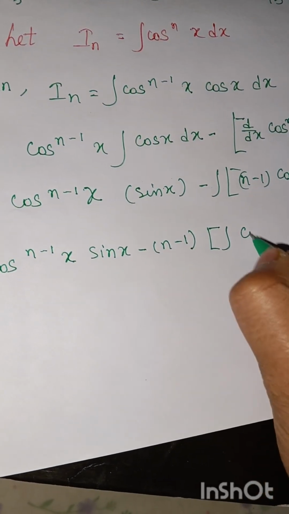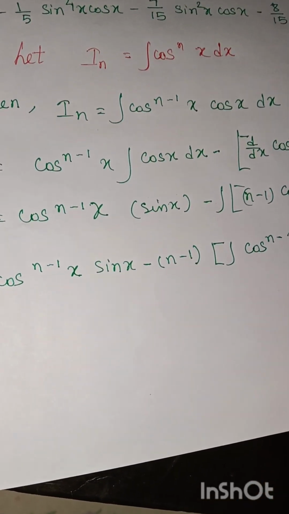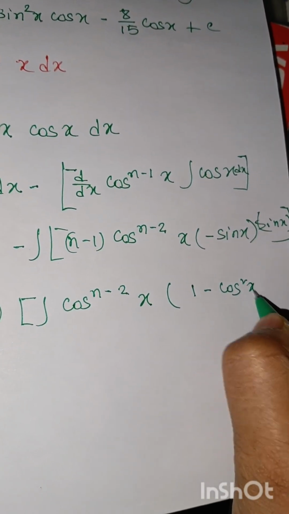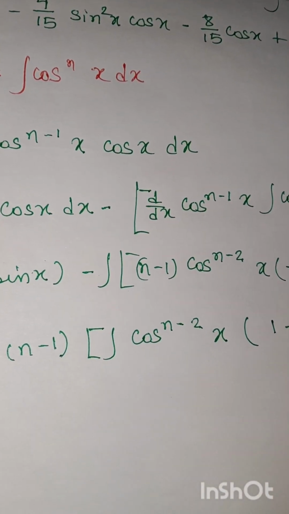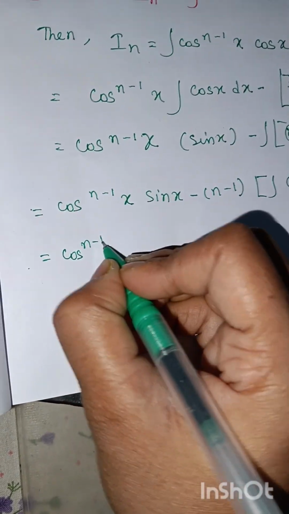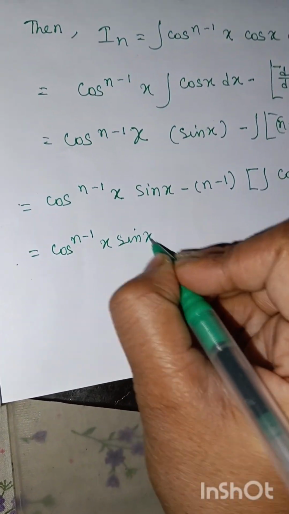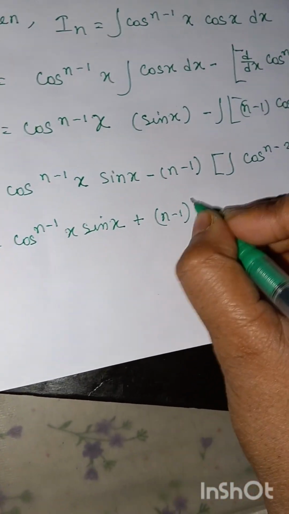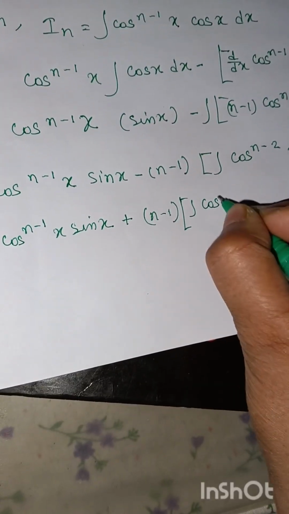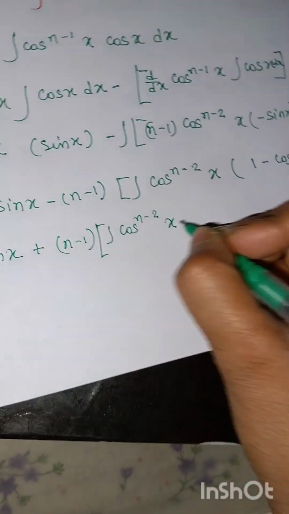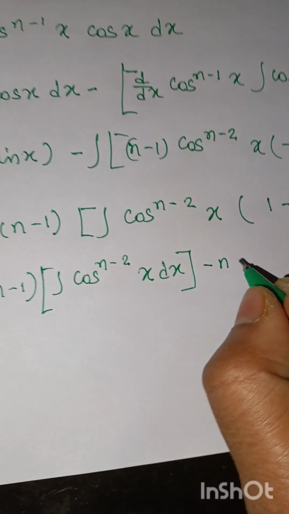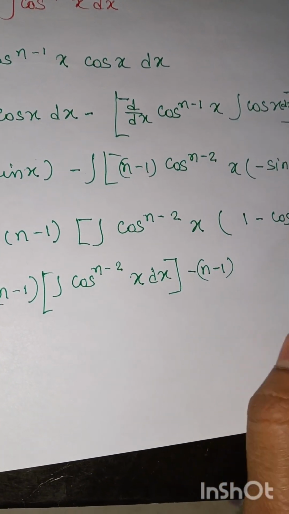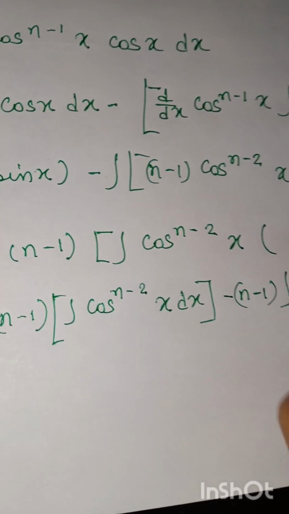So we just simplify the equation to the power n minus 2x. Sin square x is equal to 1 minus cos square x, and that is dx. Cos to the power n minus 1 x sin x plus n minus 1 integral of cos to the power n minus 2 x dx minus n minus 1 integral of cos to the power n minus 2 and cos square, that is equal to cos to the power n x.